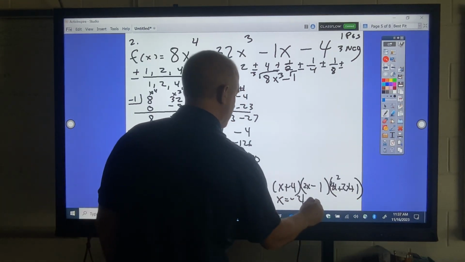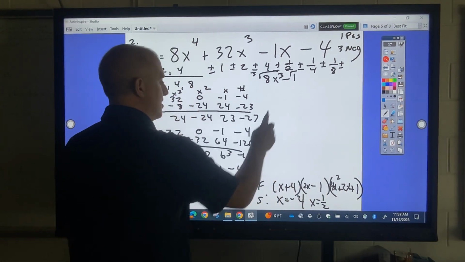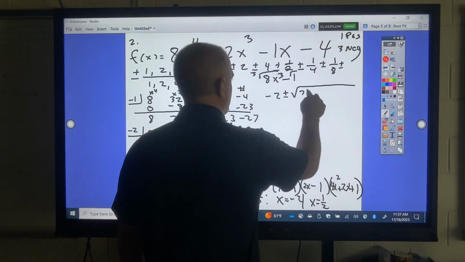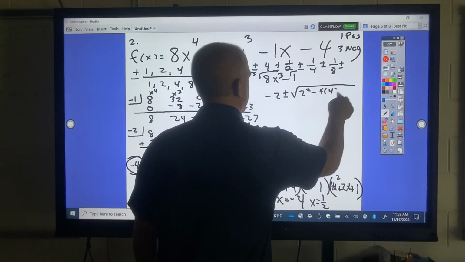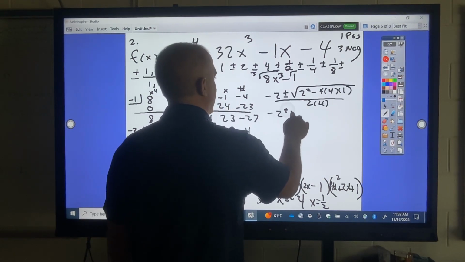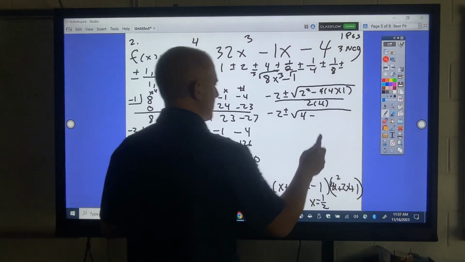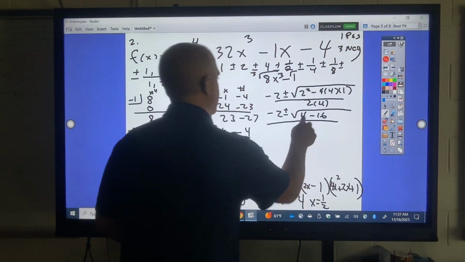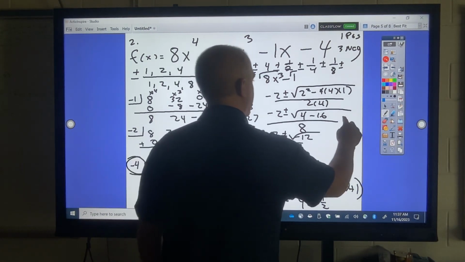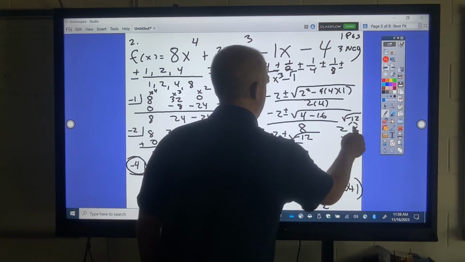Now, this solution's easy. That's going to be a half. That one's going to be the quadratic formula. We talked about that before. Negative 2 plus or minus 2 squared minus 4 times 1, all over 2 times 4. So it's negative 2 plus or minus 4 minus 4 times 4, which is 16 times 1 is 16, all over 8. So it's negative 2 plus or minus the square root of negative 12, all over 8. If I break down negative 12, that's 2 and 6, 2 and 3.